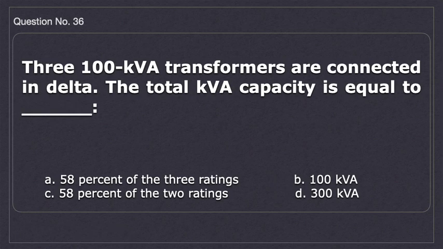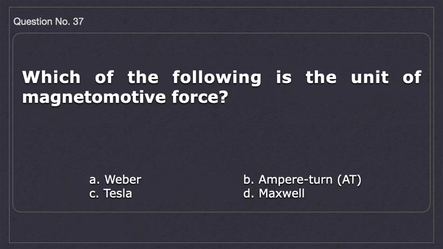Question number 36. 3 100 kVA transformers are connected in delta. The total kVA capacity is equal to blank. A. 58% of the 3 ratings. B. 100 kVA. C. 58% of the 2 ratings. D. 300 kVA. Answer, D. 300 kVA.